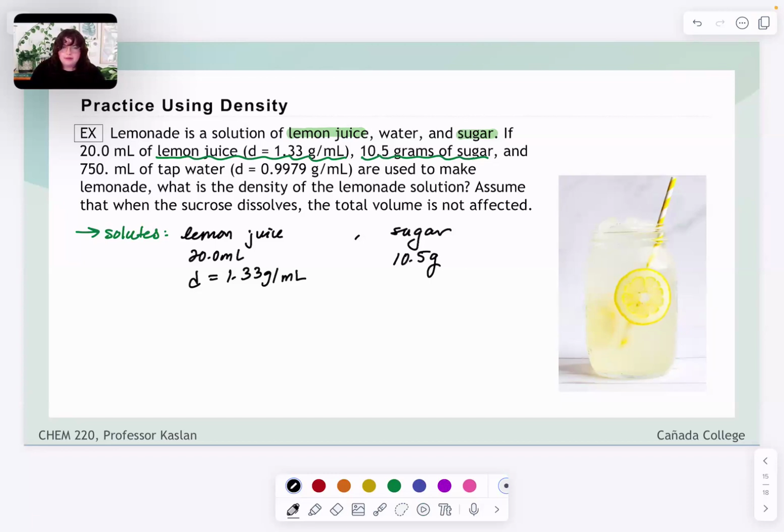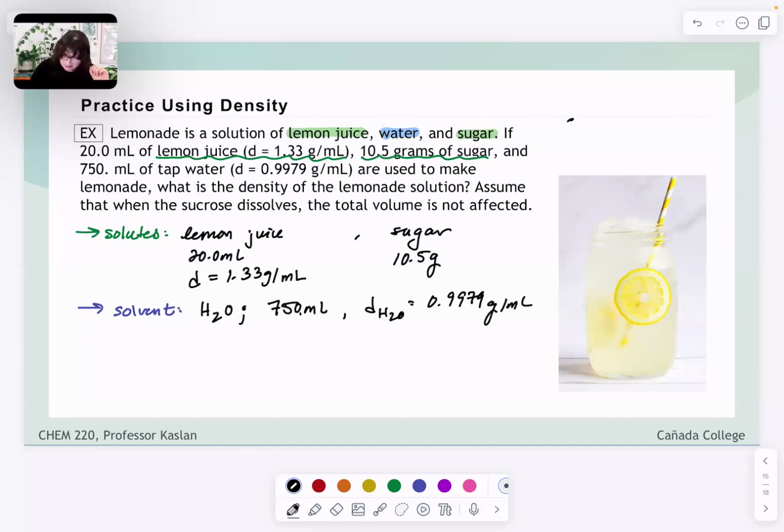All right. What does that mean about our solvent? So water is the solvent here. This is the thing that is dissolving our solutes. So this is our water. What information were we given about water here? So we knew that we had 750 milliliters of water. And we also know the density of water, specifically tap water. Seems a little low, but that's okay. Grams per mil.